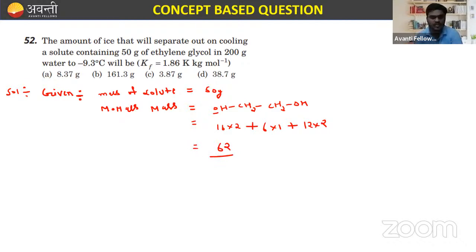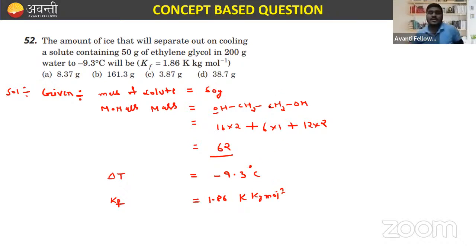So 62 is the molecular mass, and the freezing point is minus 9.3 degrees Celsius in 200 gram of water. Delta TF, the depression in freezing point, is given, and it is equal to minus 9.3 degrees Celsius. KF is also given, 1.86 Kelvin kilogram per mole. Remember this 9.3, given in this question.